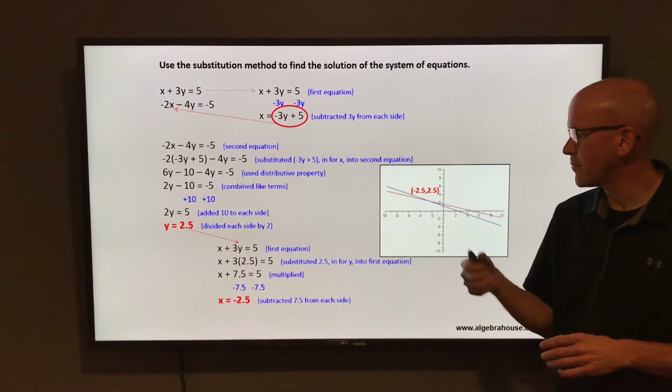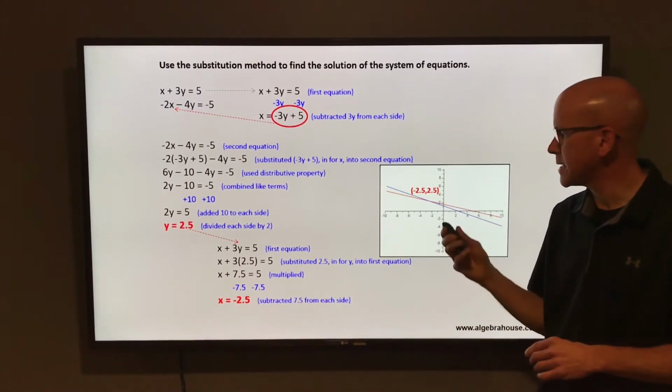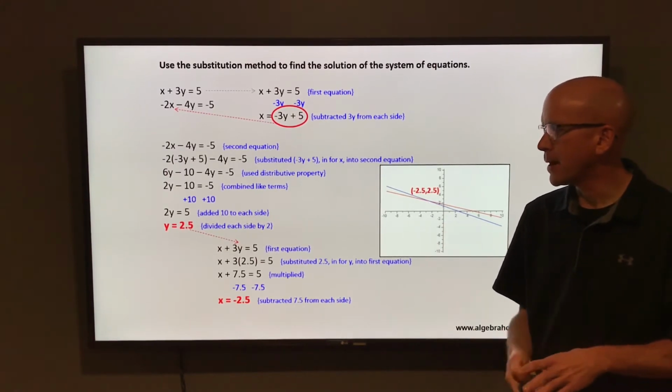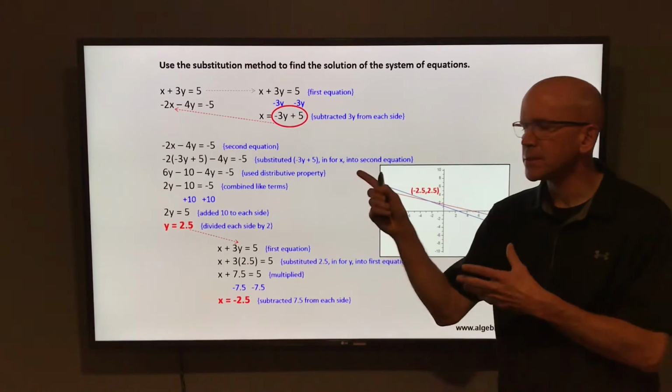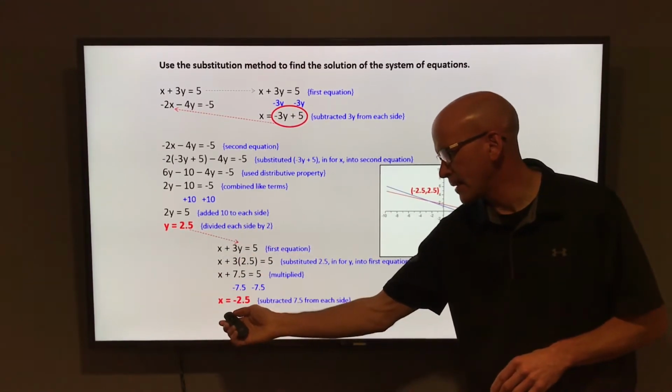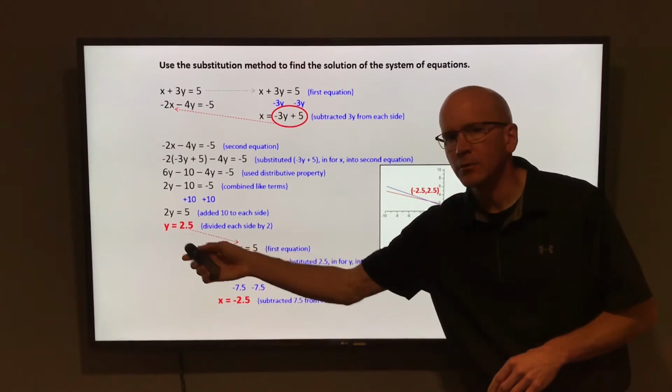So that negative 2.5 is the x coordinate of the point of intersection of these two lines. And you can see that, if you graph that on a graphing calculator, those two lines meet at negative 2.5 and positive 2.5. So when solving this system of equations, the point of intersection is x equals negative 2.5 and y equals positive 2.5.